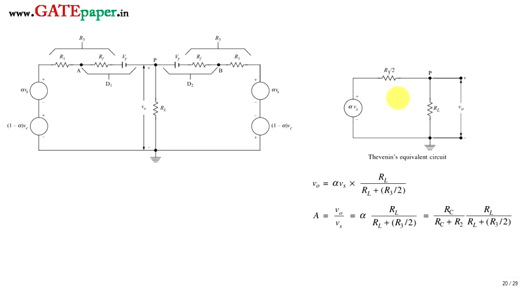So now we can easily find the gain relation. Using the voltage division rule, V0 can be written as alpha times Vs into RL by RL plus R3 by 2, and gain is equal to V0 by Vs. So taking Vs to this side, it will be alpha times RL by RL plus R3 by 2, where alpha can be replaced by RC by RC plus R2. So this is the gain of the circuit. Gain of bidirectional diode sampling gates.